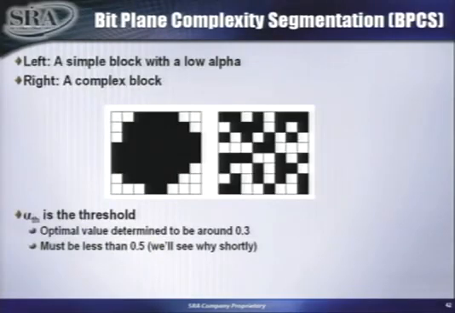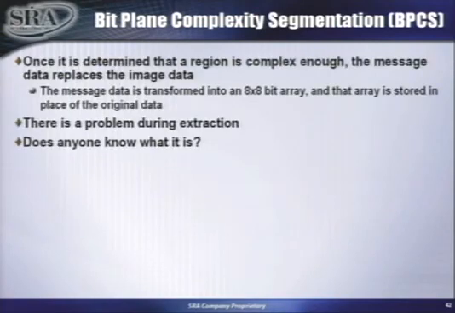And here's just a quick graphical example. The block on the left is not going to be very complex, not many changes. The block on the right has lots of changes, so it's going to be more complex. Once it's determined that a region is complex enough, we take the data that we want to hide and replace it. These are 8 by 8 squares on a single bit plane, so we have 64 bits there. We grab 64 bits of data and replace that.